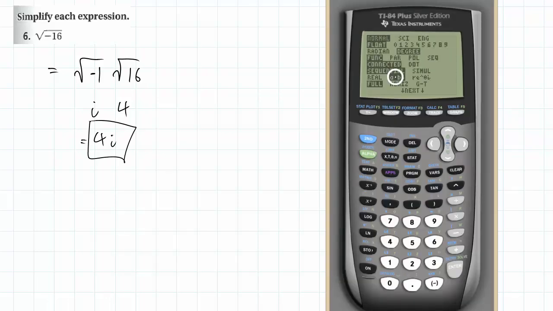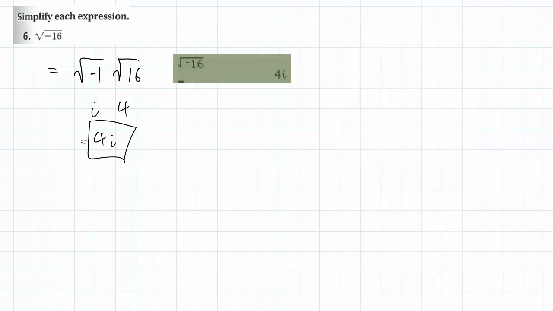Here's me doing it by hand, but anytime you're dealing with stuff that has i as a solution, you can just use your calculator for it. If you put your calculator in imaginary mode or complex mode, you can just calculate that in your calculator. The square root of negative 16 is going to be 4i.